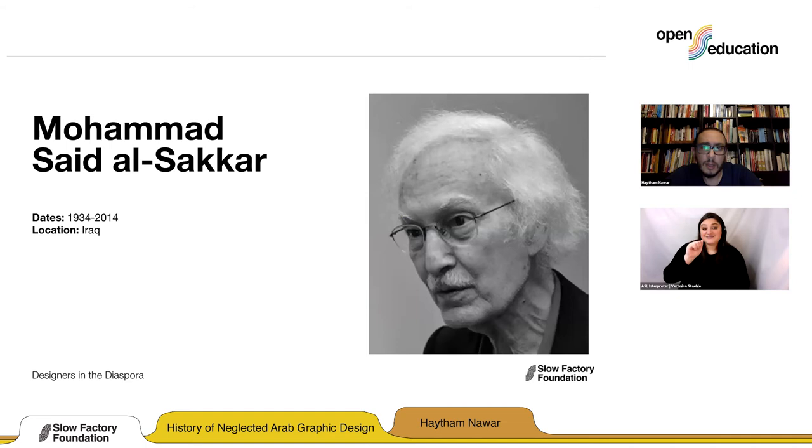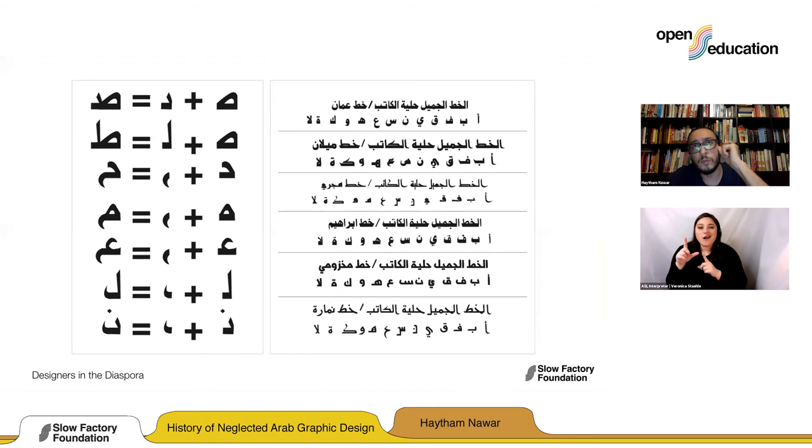He was one of the most important figures who tried to simplify the way Arabic was written. So the right side, that's some of the font designs by him. And to the left side, that's actually a methodology of simplifying the way Arabic is written. As you know, Arabic letters are connected together, they have a lot of variations, and they also have a lot of ligatures.